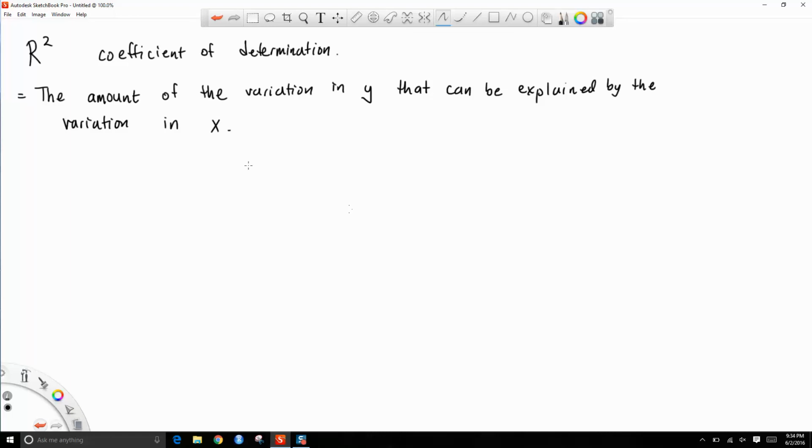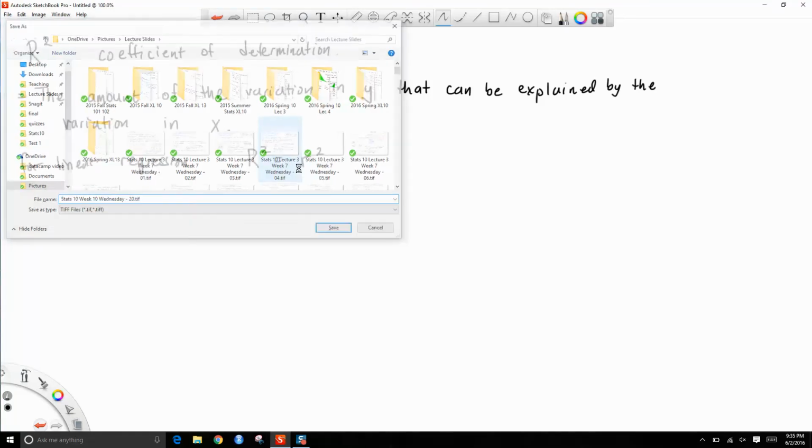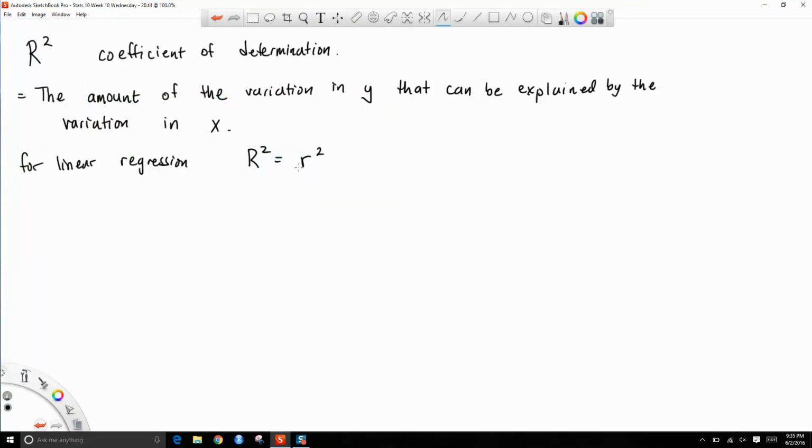What does this mean? Actually, it should be the variation in the model, but for linear regression the model is just x, because we only have one predictor. For linear regression, capital R squared is just equal to the correlation squared. So in linear regression, it's a very simple relationship. You take the correlation, you square it, and you get the coefficient of determination. In more complicated regression, this relationship is not so simple, but for linear regression, this works.